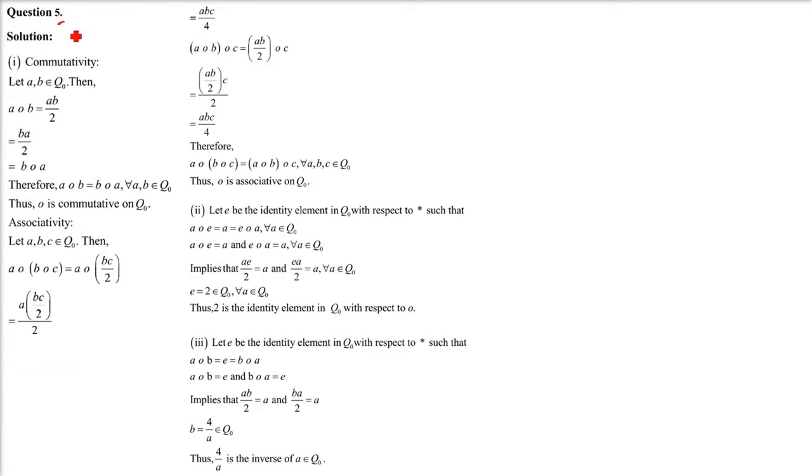Question number 5. Let O be the binary operation on the set Q0 of all non-zero rational numbers defined by A operation B is AB by 2, A into B by 2. So Q0 is basically non-zero rational numbers, all the P by Q forms with non-zero value. So the operation is given as A into B by 2, and this A and B are belonging to this Q0. So we have to find out whether it is commutative, associative, then the identity element, and then the inverse. So first we'll start with the commutative: A operation B, whether it is equal to B operation A.